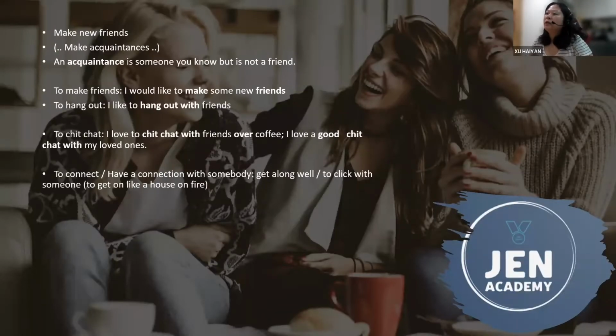So the next slide, we're going to talk about the vocabularies or the words that you could use to describe the basics of social. So you can say that I want to make some friends, which everybody should know what this one means. But the next one is make acquaintances. An acquaintance is someone you know, but not really a friend, which in Chinese we usually say is 熟人 or 认识的人. It doesn't necessarily mean that you are friends with the person. Maybe it's someone who you just know, but not really close with.